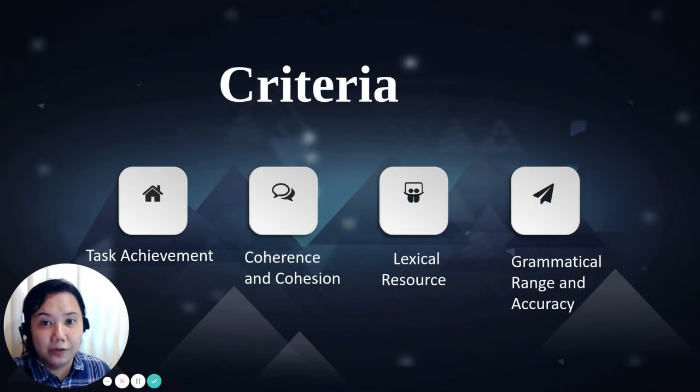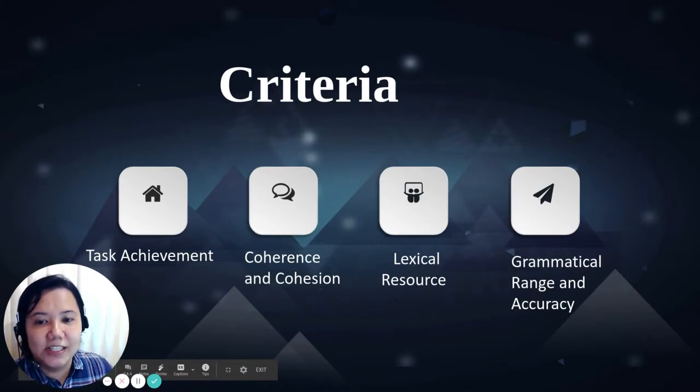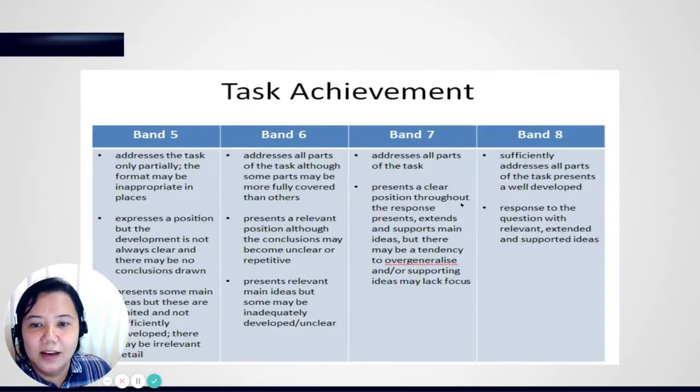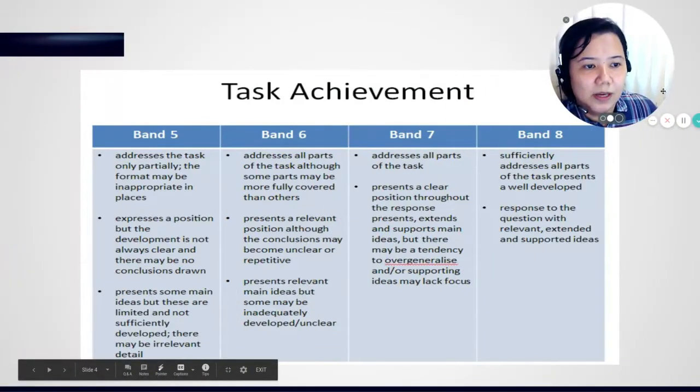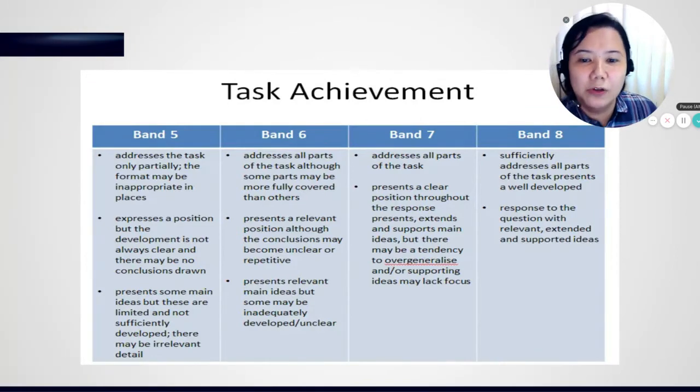So these are the 4 criteria that we have here. You have your task achievement, your coherence and cohesion, your lexical resource, and your grammatical range and accuracy. One of the keys to getting a high score in writing is understanding what the 4 criteria mean. So let's start with our task achievement. For task achievement, the examiner will be looking for your ability to answer the question properly.